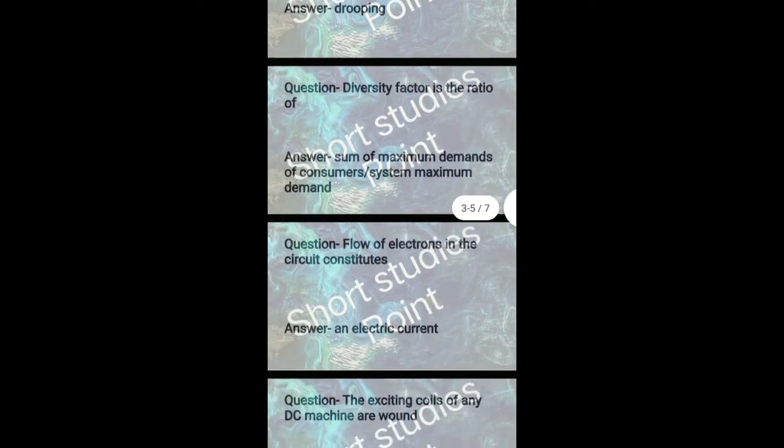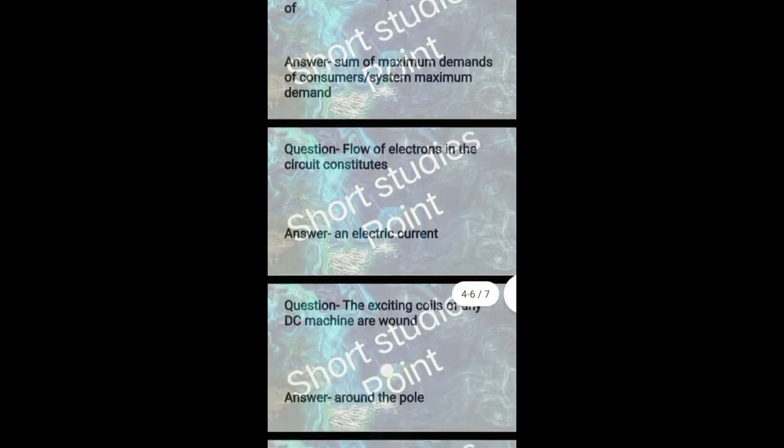Next question, flow of electrons in the circuit constitutes an electrical current. Next question, the exciting coils of any DC machine are wound around the poles. Next question, which statement is correct about magnetic flux? Answer, the magnetic flux inside the exciting coil is the same as on its outer surface.